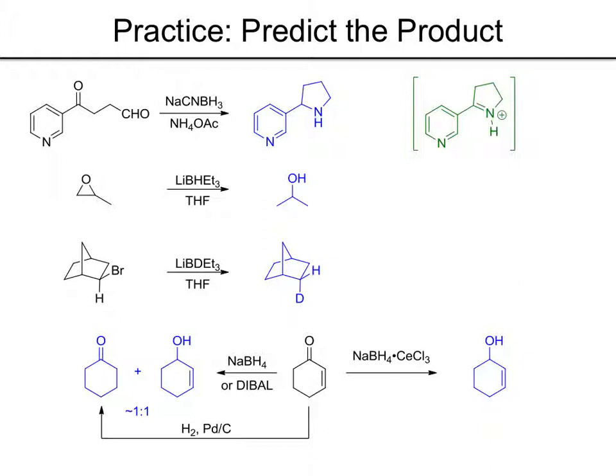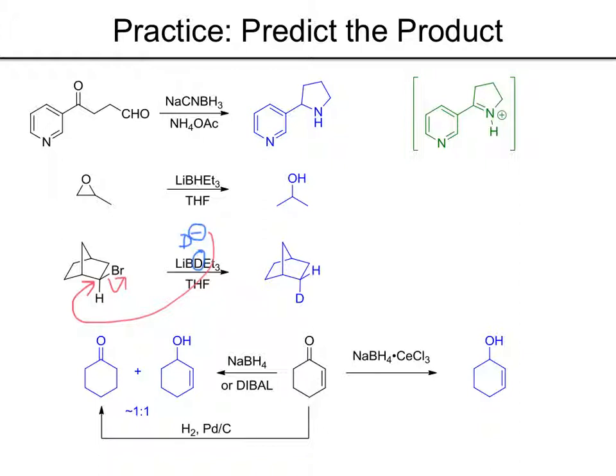In the second case, you're using superhydride and you're doing an SN2 opening of an epoxide, and since it's an SN2 attack with a strong nucleophile, you are going to favor opening at the less hindered side. In the third case, you're using a deuteride instead of a hydride, and this is going to do an SN2 attack and get rid of the bromine. This is an excellent way of introducing deuterium for deuterium labeling studies.